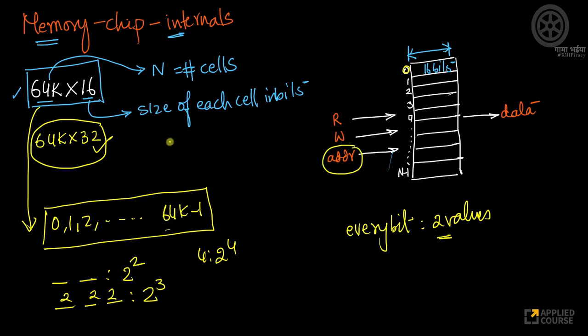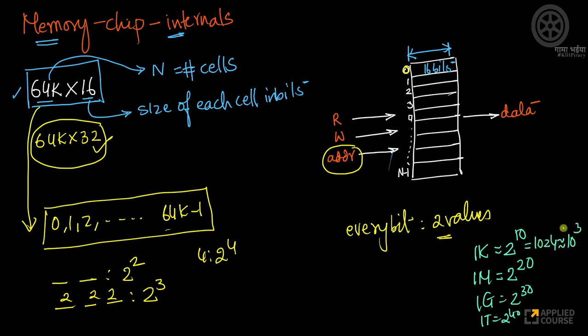Now, what is 64K? In the whole of computer science, this is a very, very important thing for you to get your head around. 1K basically means 2 power 10. 1 mega basically means 2 power 20. 1 giga basically means 2 power 30. 1 tera basically means 2 power 40. Now, if you notice, 2 power 10 is 1024, which is approximately equal to 10 power 3.